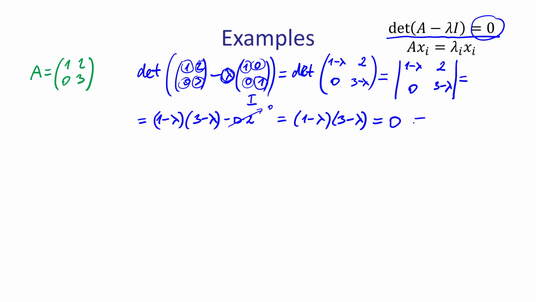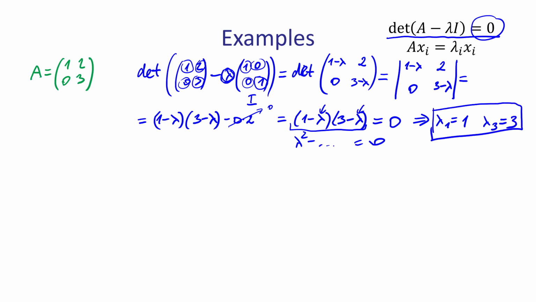So 2 roots of that polynomial equation. Of course you can open that and do lambda square and so on. But from here it's much easier to see what the roots are. The first root is when lambda equals 1, and the second root is when lambda equals 3. So lambda 1 equals 1 and lambda 2 equals 3. Those are the eigenvalues.